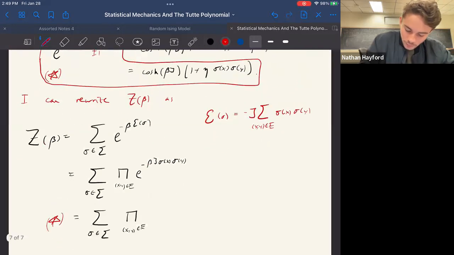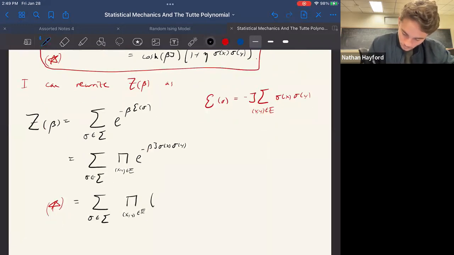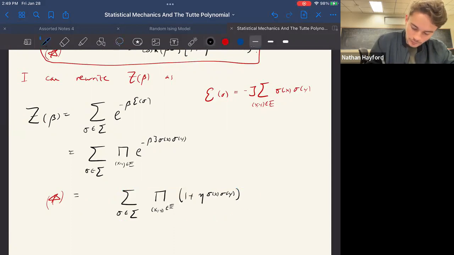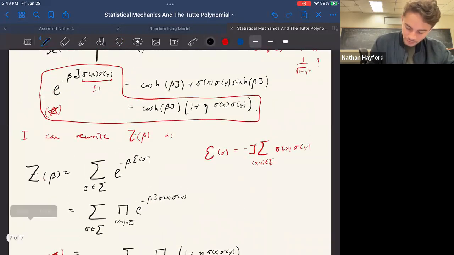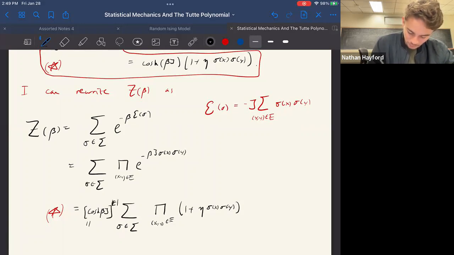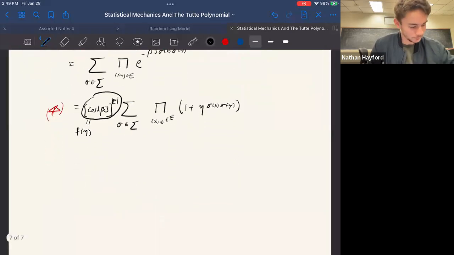This is 1 plus eta sigma of x sigma of y, and then times, I'll put it out front for right now, a product of cosh beta j. This doesn't depend on sigma x or sigma y, so it's just a product over all of the edges. So it's cosh beta j to the size of E, which is not super important. For us, I'm just going to call this whole thing f of eta and forget about it for a while.